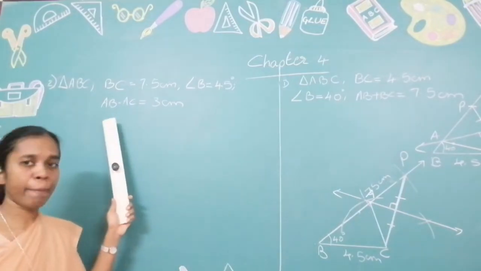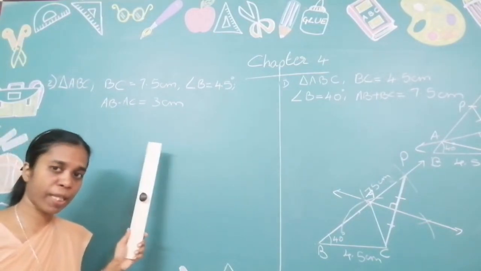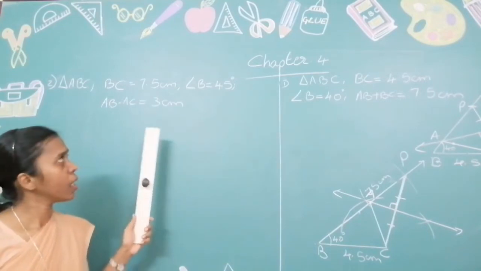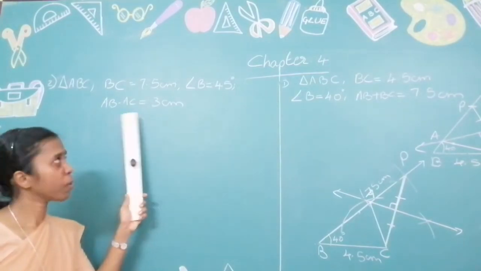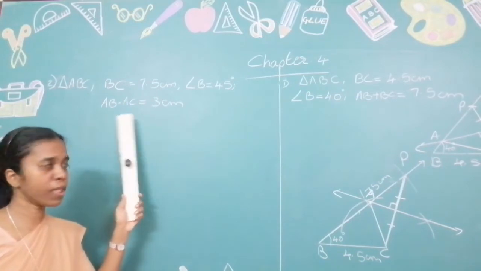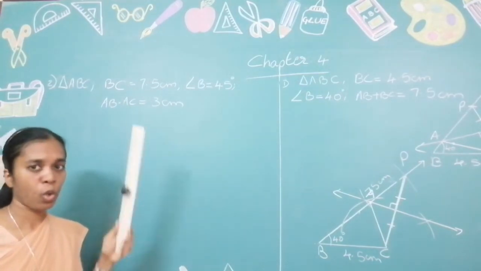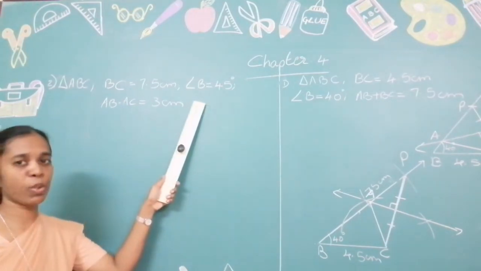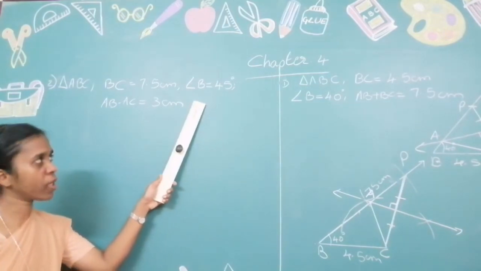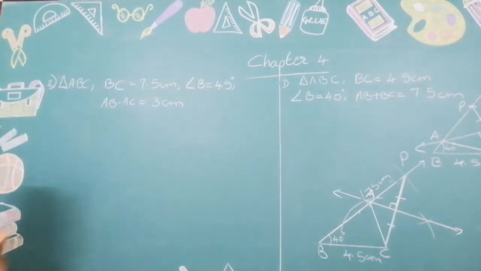Now you are told AB minus AC. So which is the biggest side? AB. AB is the biggest because this is positive, isn't it? So AB is bigger than AC. Also, which angle is given to you? Angle B. So let us look at how we are going to construct it.